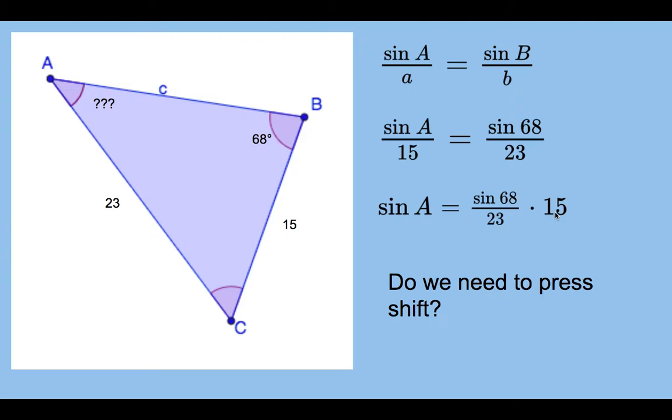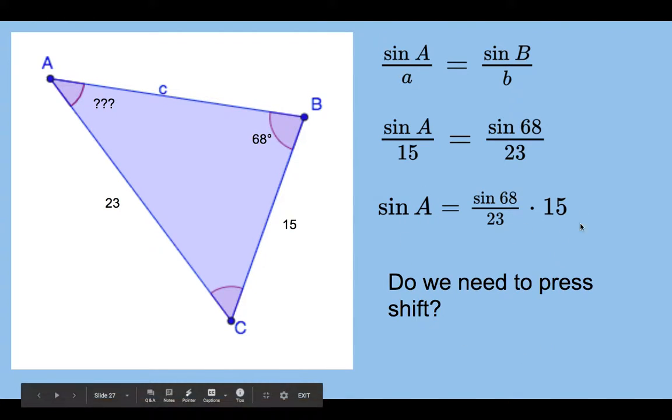Now, here's a question. To get an answer for this, will we need to press shift? Sometimes when we're doing trig, we have to press shift. Sometimes we don't. Now remember, whenever we are finding an angle, we have to press shift. Here we are finding an angle. So we don't really want to know what sine A is. We want to know what A is. So we have to press shift.